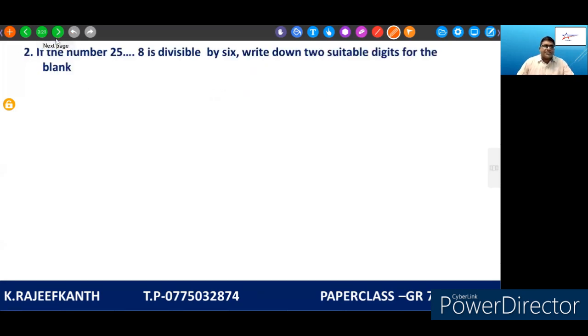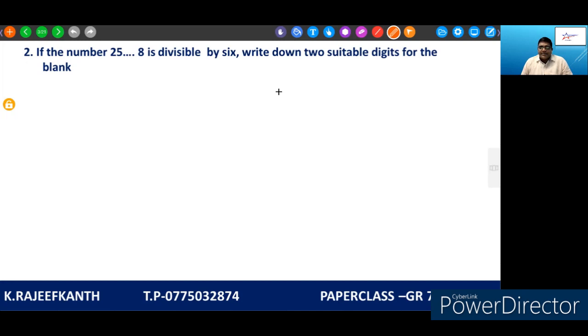Then second question. If the number 25-8 is divisible by 6, write down 2 suitable digits for the blank. So you have to write 2 suitable digits. That number, 25-8, we don't know the number. But that number is divisible by 6.